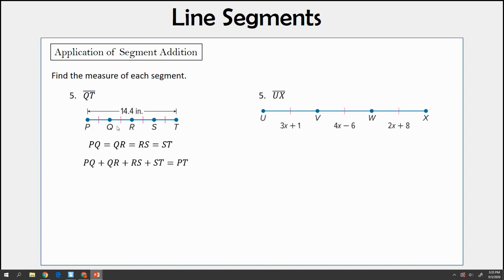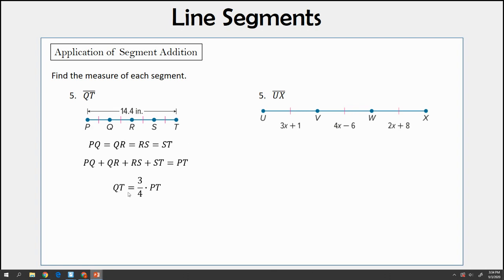We know that these 4 segments, I can use a segment addition for more than 2 segments. So in this case, I know that PQ plus QR plus RS plus ST has to equal the full length, which is PT. Okay. We know that Q to T is 3 of these 4 equal pieces. Okay. So the distance from Q to T is 3/4 of the distance of P to T. Okay. I pulled that equation out by looking up here.